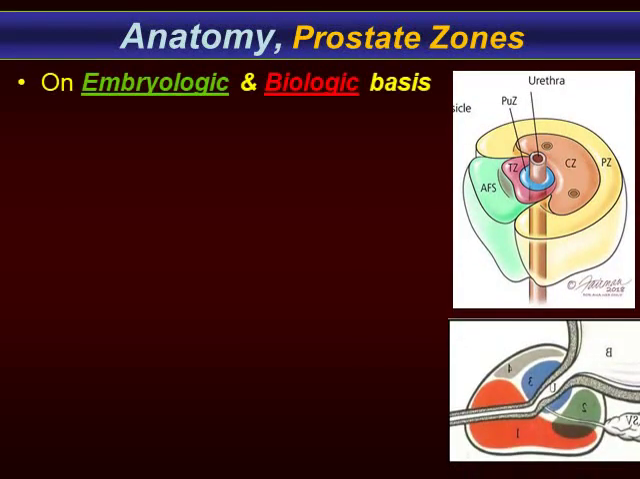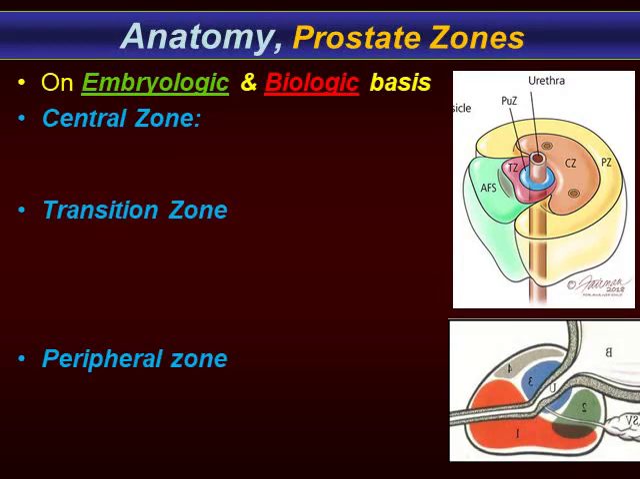According to embryologic and biologic basis, the prostate has several zones, which are called the central zone, the transition zone, and the peripheral zone. This is a transverse cut section, and this is a longitudinal cut section. Here is anterior, and here is posterior. Here is superior. In this section, here is anterior, and here is posterior.